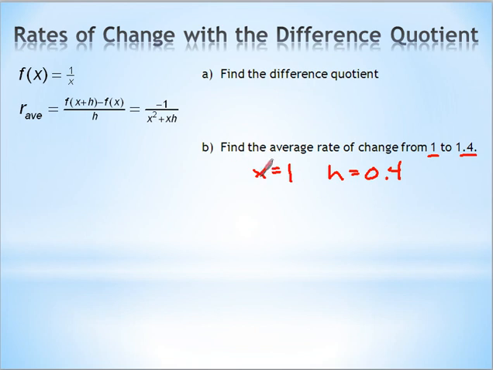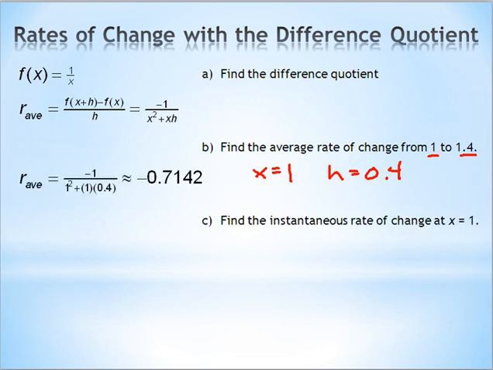So I'm going to plug the 1 in for both x's, and the 0.4 or the 4/10 in for h, where the h is. And when I do that, I get negative 1 divided by 1 squared plus, this simplifies to 0.4. Plugging that into my calculator, I get approximately negative 0.7142.